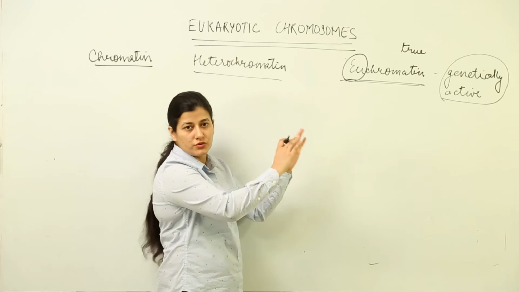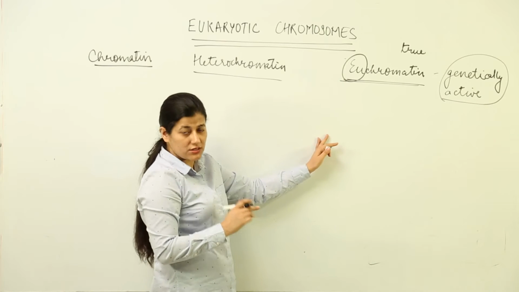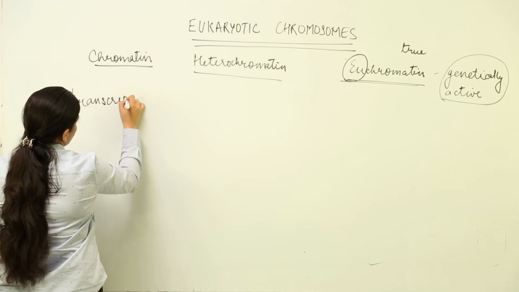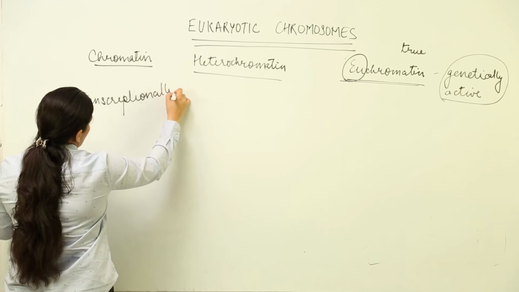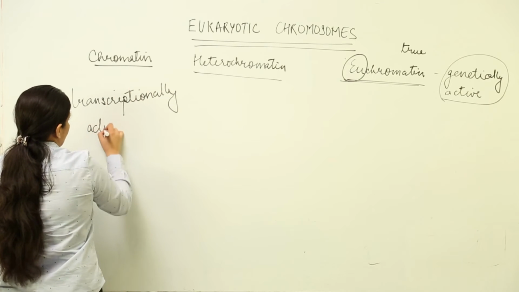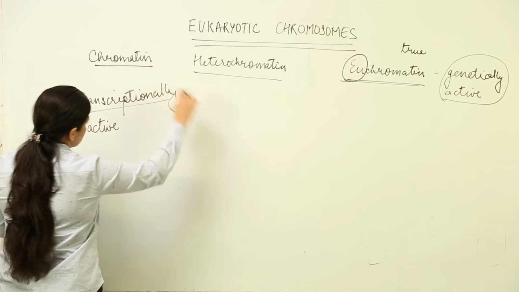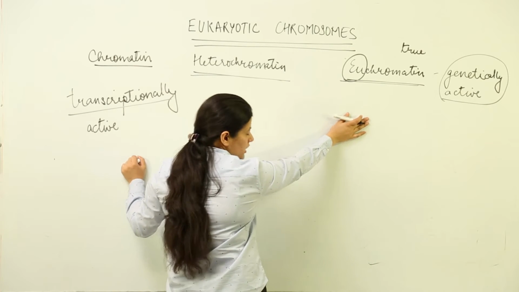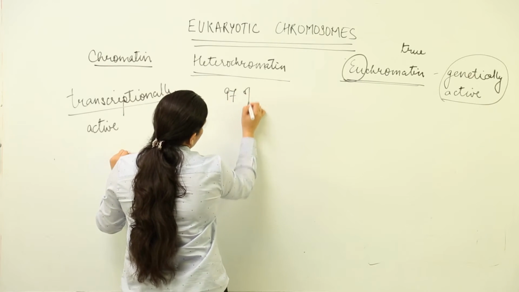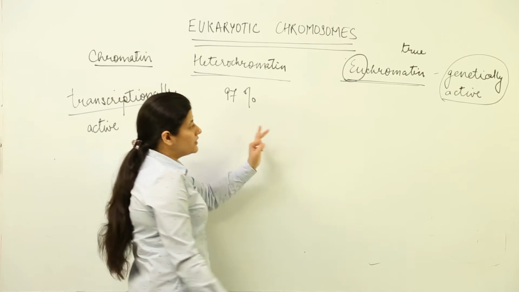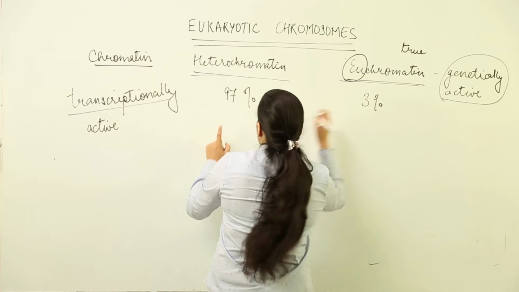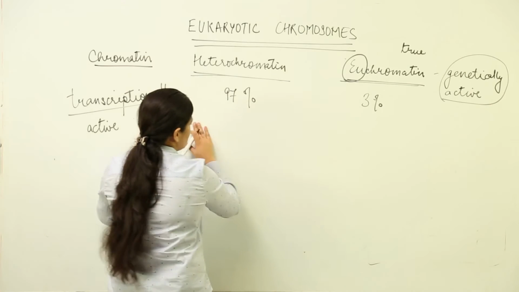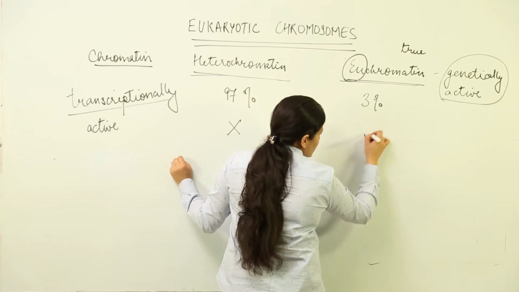So, instead of using genetically active, when I make you learn the differences, you are going to remember that in place of genetically, I am going to use the term transcriptionally active. Now, what does transcriptionally active mean? That part of the chromosome that undergoes transcription. We will come to know what it is. Now, we have heterochromatin and we have euchromatin. This makes as much as 97% of the chromosomes, and this is as little as 3%. This one is transcriptionally active. Pardon me, this one is not transcriptionally active, this is transcriptionally active.